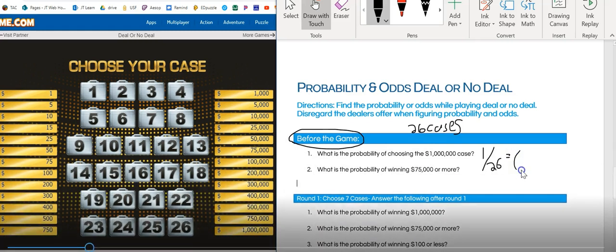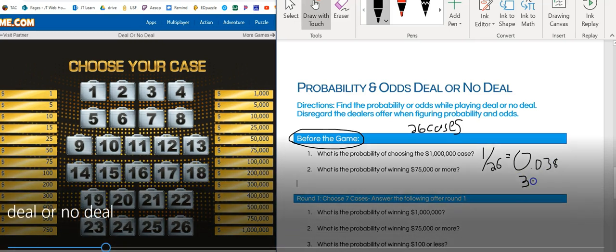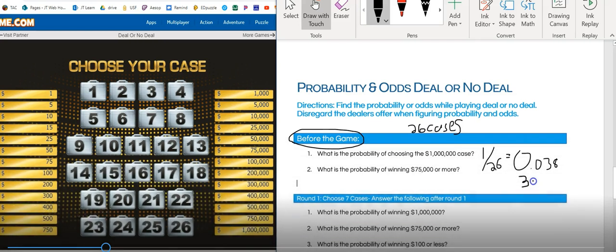Then you're going to plug it into your calculator. Just take 1 divided by 26. You get about 0.038. Then, probability is always written as a percent. So to go from decimal to percent, you multiply by 100, which means the percent of you picking the $1 million case is 3.8%. That's the percent of you picking successfully the $1 million case. And by the way, when you're doing this, guys, you always pick no deal in this game. You never pick deal. You want to pick no deal until the end of the game.